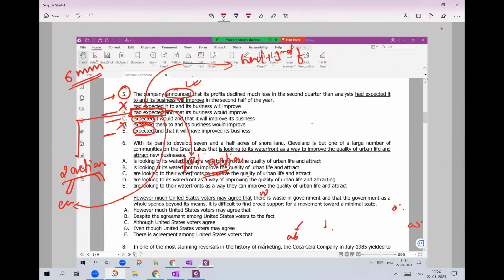So think from the perspective that this must have happened before, and then is there any other action which has happened after that or not? So the company announced is one action, the company's expectation is one action. That's absolutely very clear. So B is the right answer.